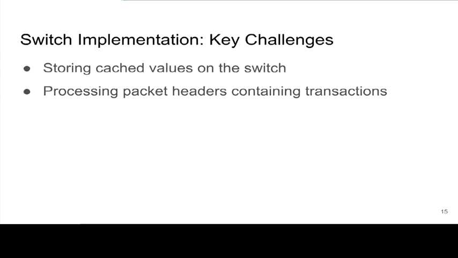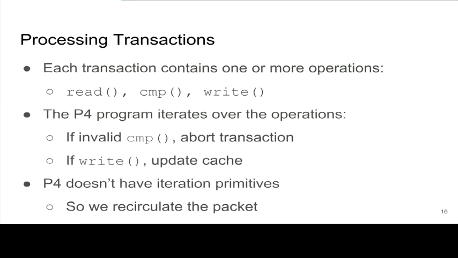So what we had to deal with was storing these cache values on the switch somehow, and then also processing transactions. And the transactions that we're processing are composed of multiple operations. A transaction is sent to the switch as a packet, and this packet contains multiple operations: a read, a comparison, and a write.